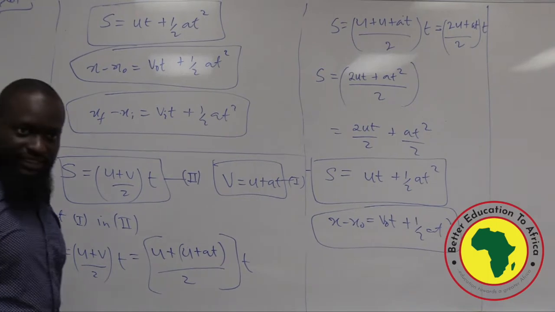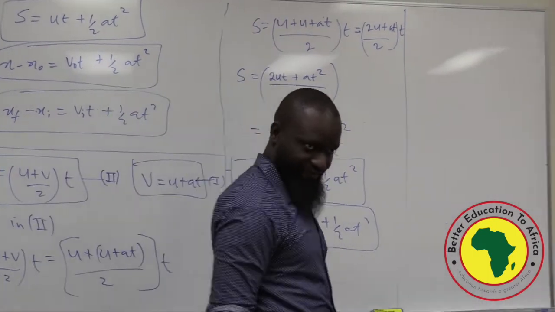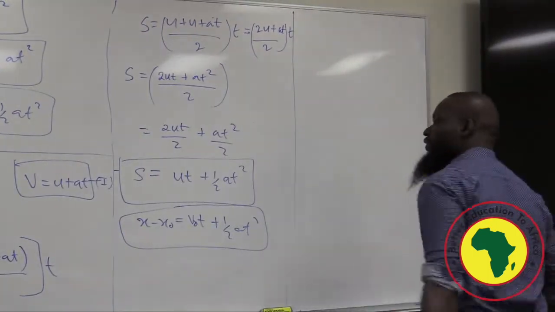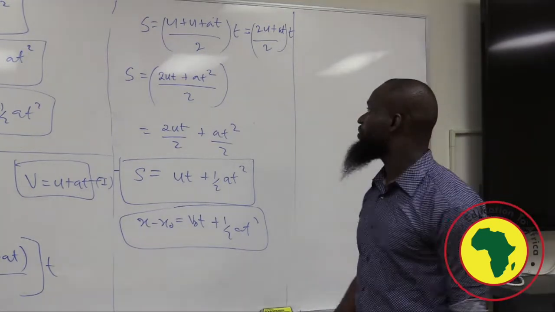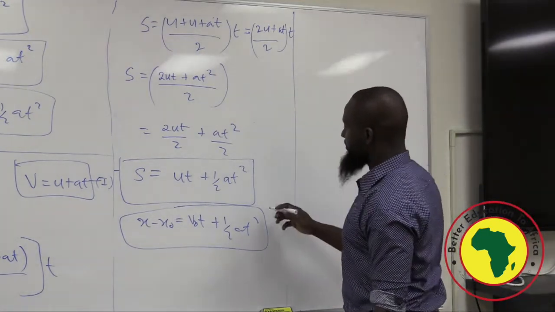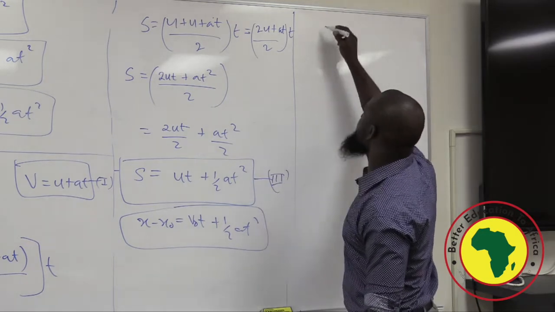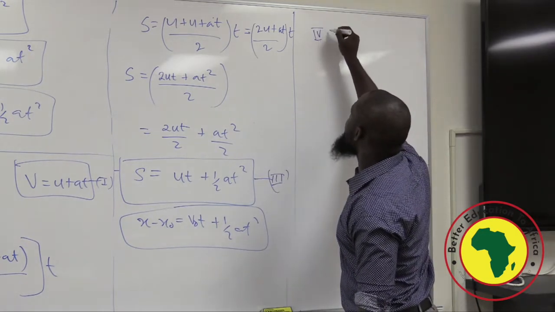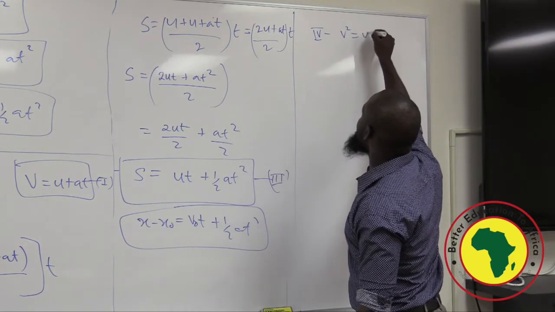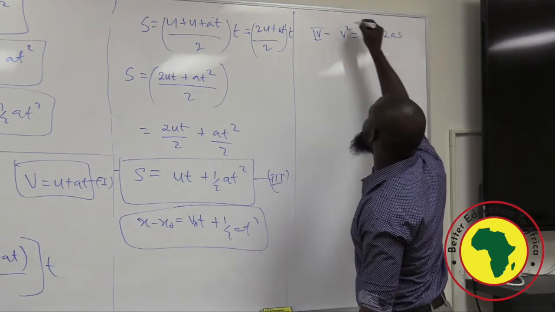So that's how we get the third equation of motion. Okay? Now, we go to the fourth equation of motion. This is equation 3. The fourth equation of motion, equation 4, states that v squared equals u squared plus 2as.